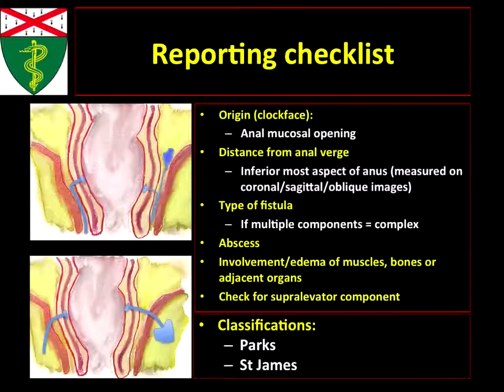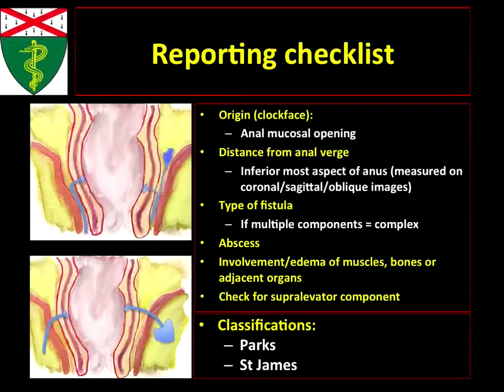So we'll go back to a reporting checklist now that we know the anatomy, what these fistulas look like, and the classification schemes. Remember, we talk about where it's opening from, use the clock. Remember the distance from the anal verge. You can use sagittal or coronal images to determine that. Talk about the type of fistula. Talk about if there are multiple components, if there are abscesses associated with it.